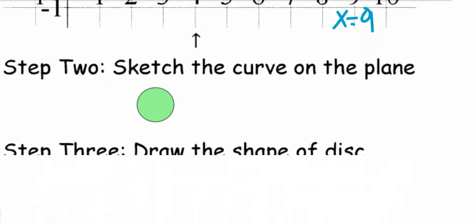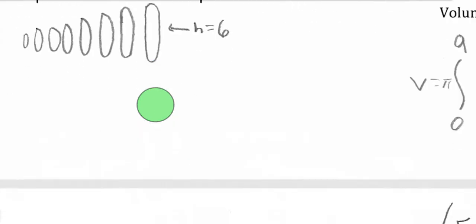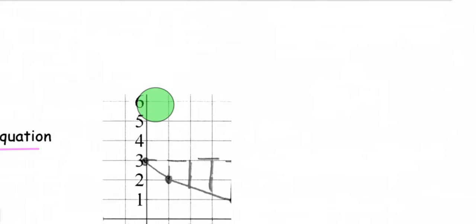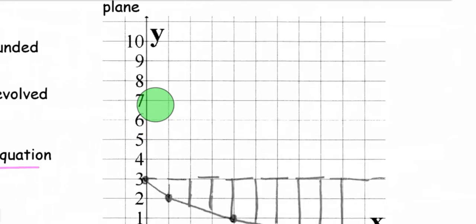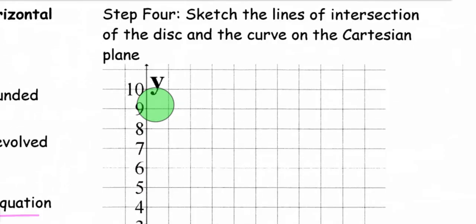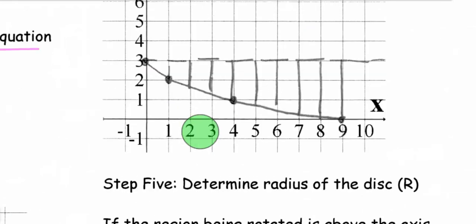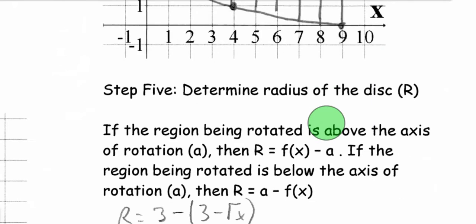That leads us to our next step. After we draw the shape of the disk, again, we won't really have access to this, especially if we're taking a test. Step 4, we want to sketch the lines of intersection of the disks and the curves on our Cartesian plane. This is the cross sections of all of our individual disks. We will be integrating all of these areas of these circles from 0 to 9.